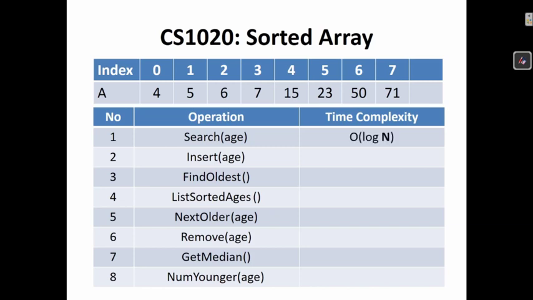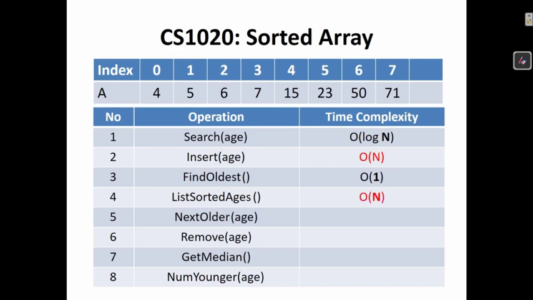Insert. Can I just insert at the back? No, right? I have to find the correct spot to insert it. So you have to do something like insertion sort. Start from the back, move to the front, find the place where you need to insert it. You have to shift things to the right until you find the gap, and then insert it inside. So this one, O(n) time. Find oldest. Very easy. Just go to the back, the last one. O(1) time. List sorted ages is also very easy. It's already sorted, so just go through everything, O(n) time.